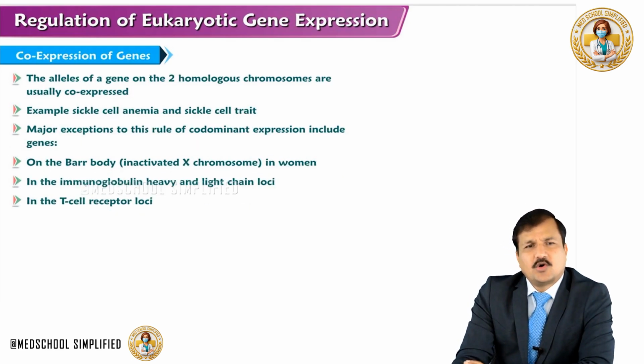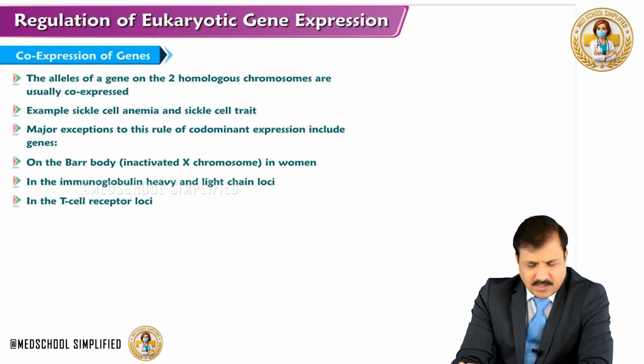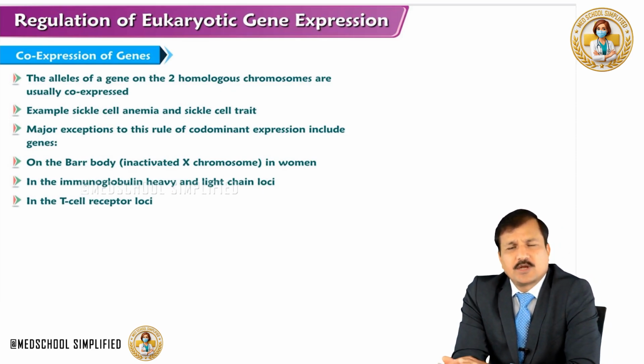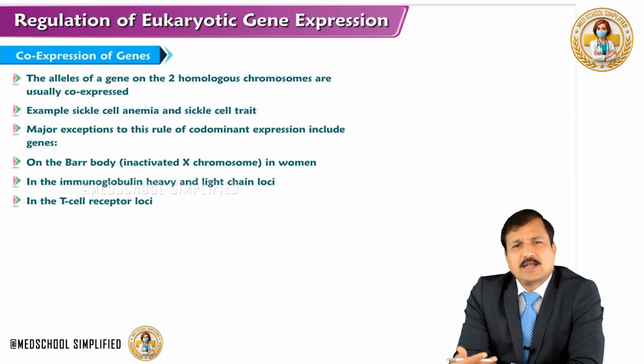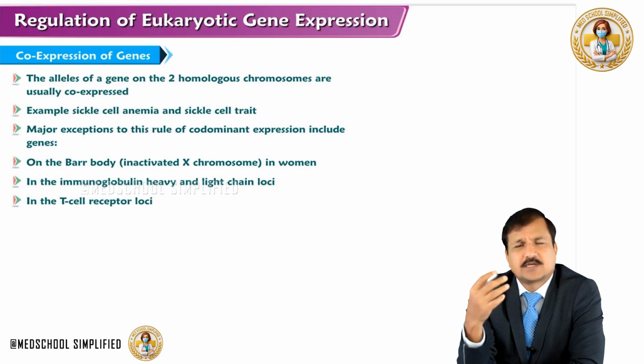Now let's look at co-expression of genes. Most eukaryotic cells are diploid, with each chromosome being present in two homologous copies. The alleles of a gene on two homologous chromosomes are usually co-expressed. That means both the alleles are expressed. In a person heterozygous for alleles of a particular gene, for example, a carrier of sickle cell trait, two different versions of the protein will be present in cells that express the gene.